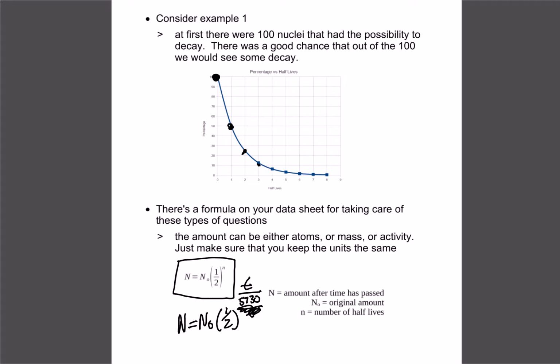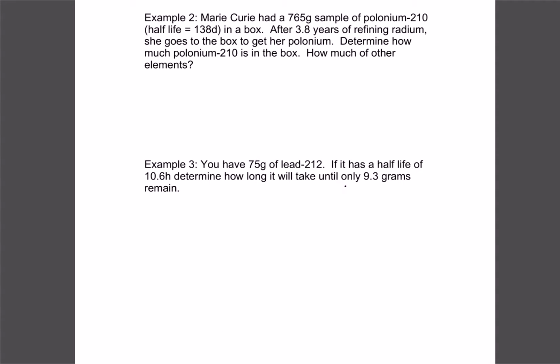So let's do an example. In this case he says we've got 765 grams of polonium, and the half-life is 138 days. So if we use our formula, we'd write it as 765 is our original amount, half-life, and for our n, we want to know 3.8 years later, so we have to divide 3.8 years by 138 days to figure out how many half-lives there are.